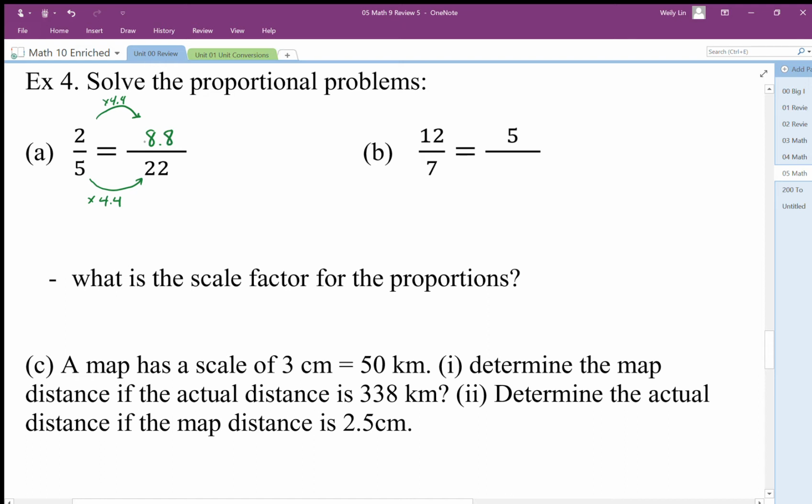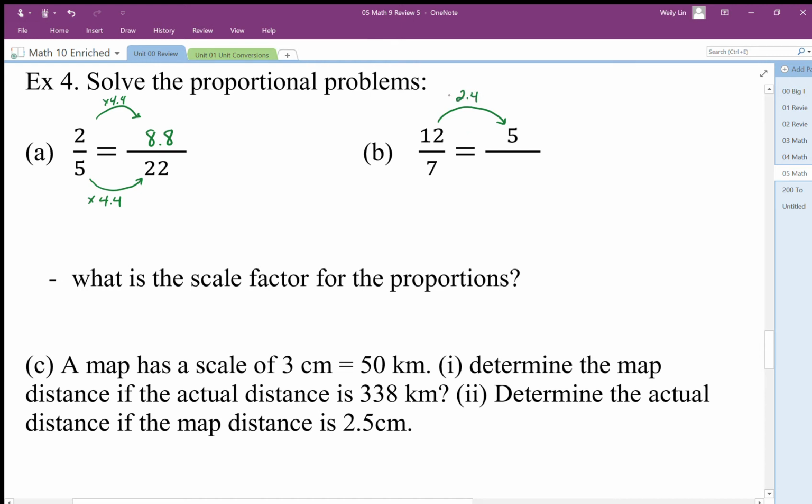Because we know that proportionally, 2 to 5 is equal to 8.8 to 22. So that multiplier is our scale factor here. Our scale factor is times 4.4. Here we could do the same. We can divide 12 divided by 5. We could do it the other way around, but I'm going to do 12 divided by 5. We're going to get 2.4.